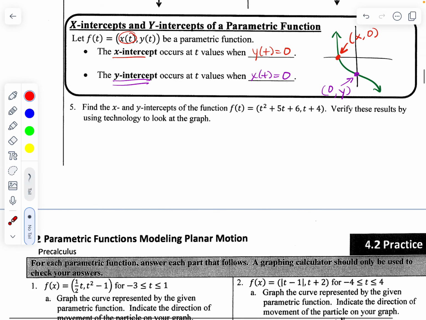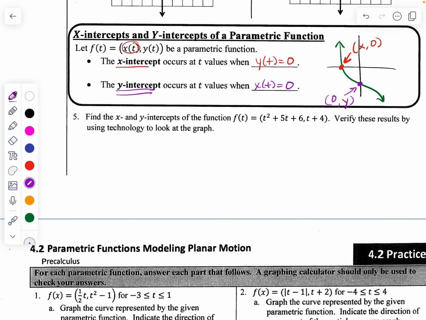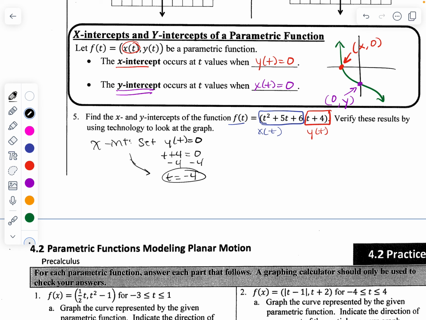So we're going to find the x and y-intercepts of f of t. Here's your x of t, and here's your y of t. To find my x-intercept, we're going to set y of t equal to 0. So y of t is t plus 4. Set it equal to 0 and solve. We get t equals -4. So this tells me the x-intercept is happening when t equals -4. It doesn't tell me where it's happening. It just tells me when it's happening.